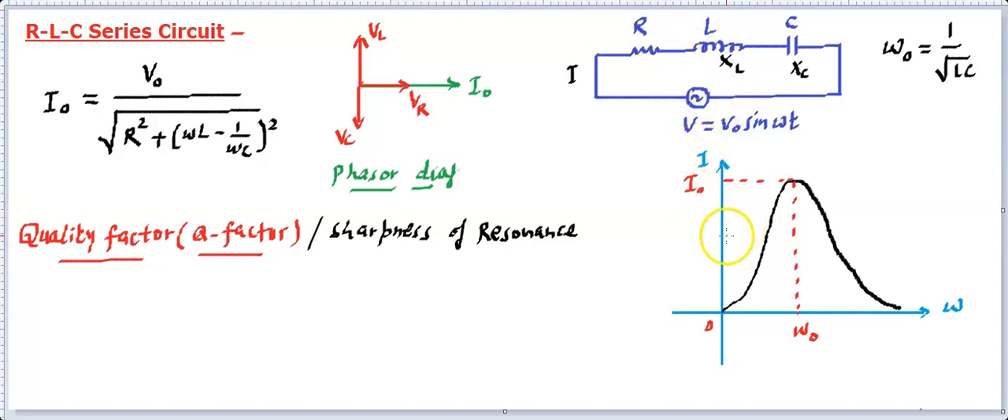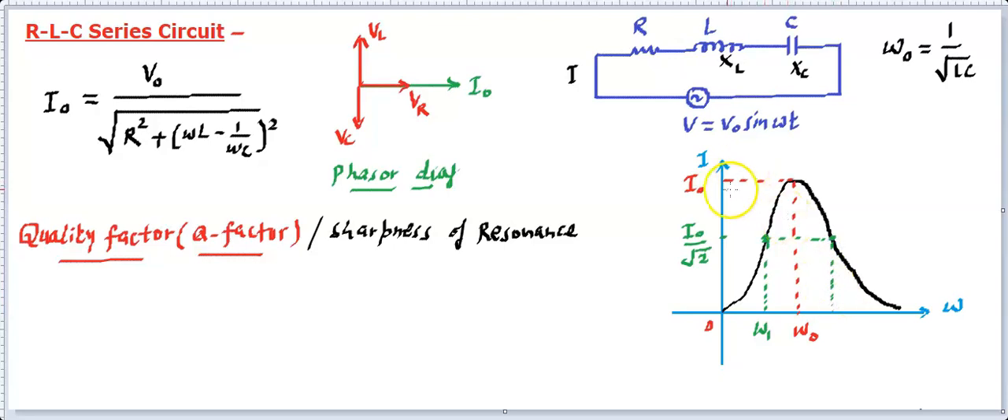This is I naught. We consider one more value, let's say I naught by root 2. So we consider two values, the peak value and 1 by root 2 times the peak value. This peak value is at frequency omega naught, we know that. And if we try to find the frequency of the source that we are applying to get the current I naught by root 2, you can think of this as the RMS value. This RMS value will be achieved at two frequencies. One frequency will be less than omega naught, and another is going to be more than omega naught.